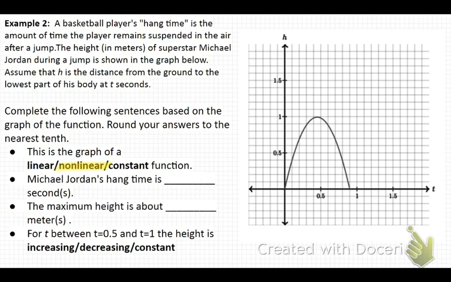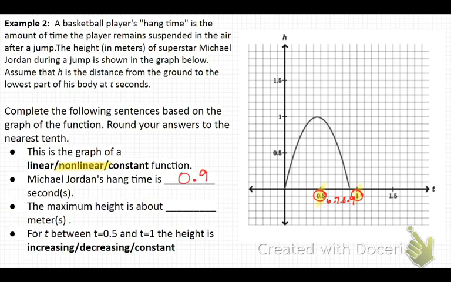Next, it says Michael Jordan's hang time is blank seconds. How long is he in the air before he comes back down? Is he in there for 1 second exactly? No, half a second? Look, do you see, Jacob, how I'm measuring 0.5 and then 1? So I'm going to say 0.6, 0.7, 0.8, 0.9 seconds. Good. So we have decided that it is, in fact, 0.9 seconds.